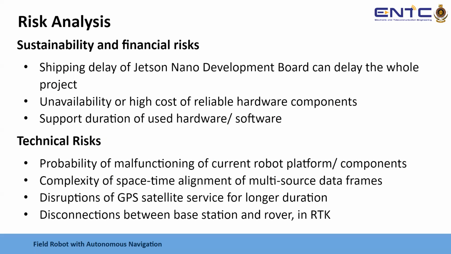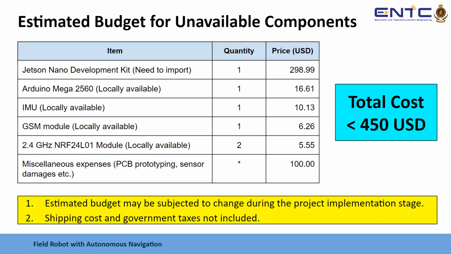Speaking about the technical risks, the probability of malfunctioning of the current robo platform and components, complexity of space-time alignment of multi-source data frames, disruption of GPS satellites and service for a longer duration in which the robo may not be able to localize itself, and the disconnection between the base station and rover in RTK, which affect the localization of our robo. So these are the technical risks that we are hoping that will delay our project.